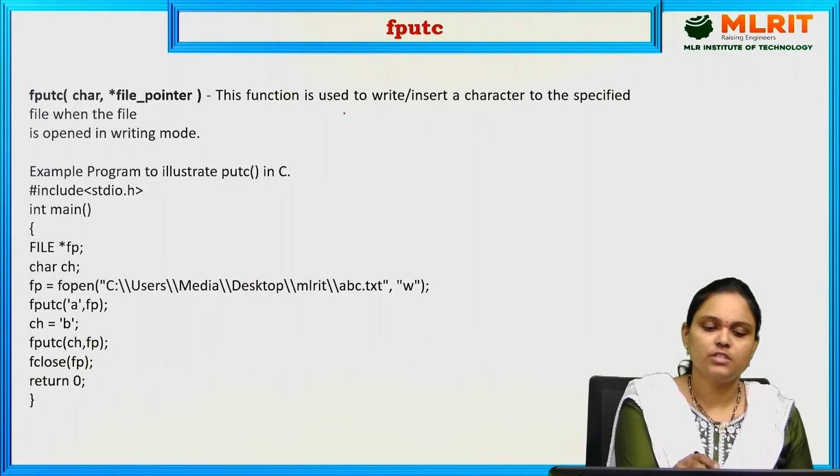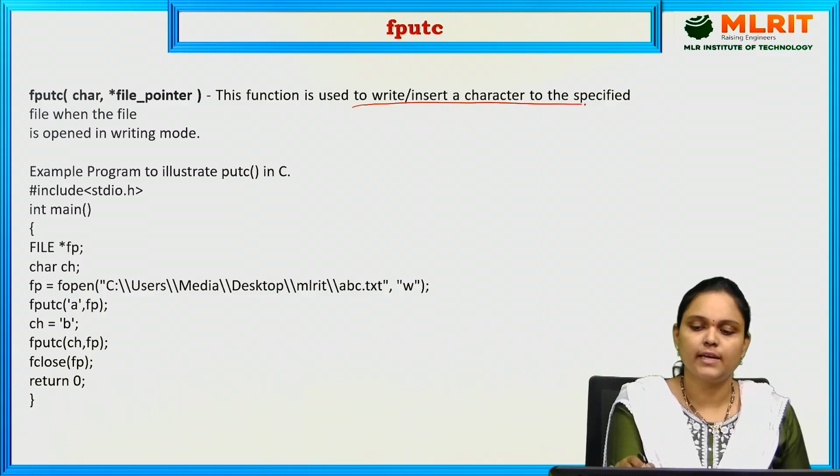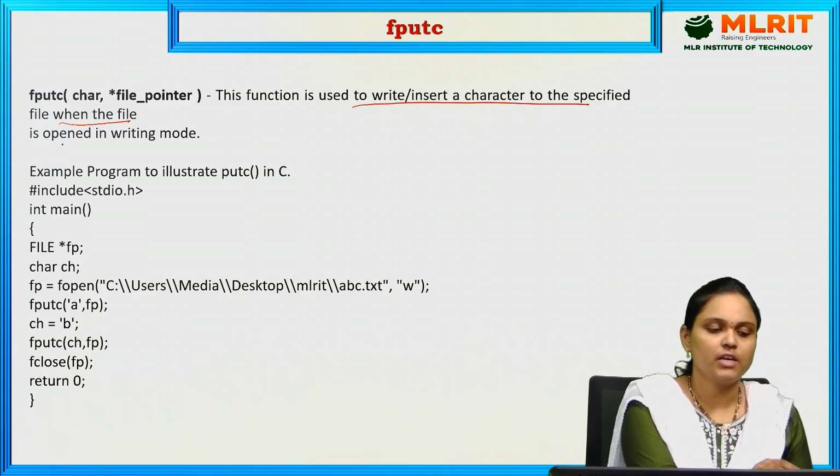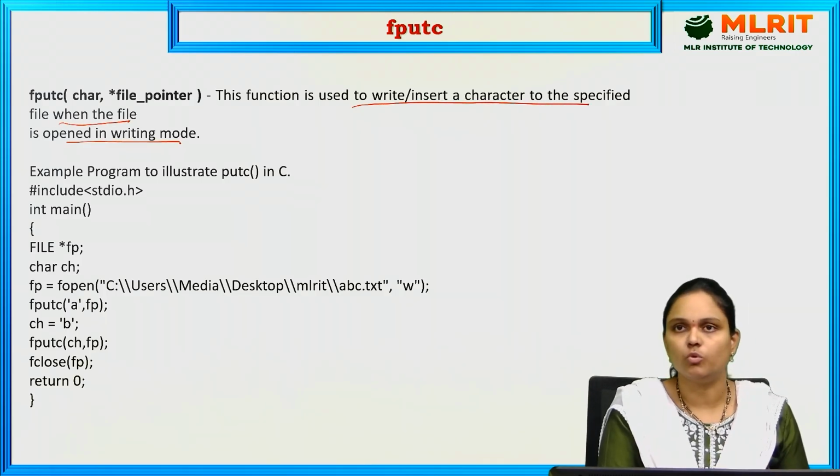Fputc, this function is used to write or insert a character to the specified file when the file is opened in the writing mode. The file is opened in the writing mode, so we can write any character, only a single character we can write by using this fputc function. If you want to write any character, you can write that in that particular specified file.